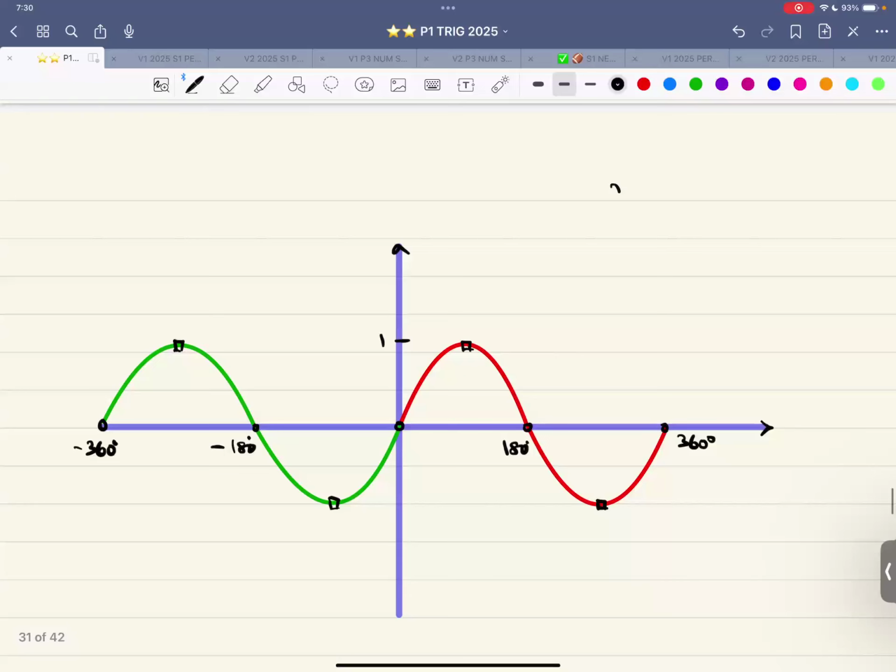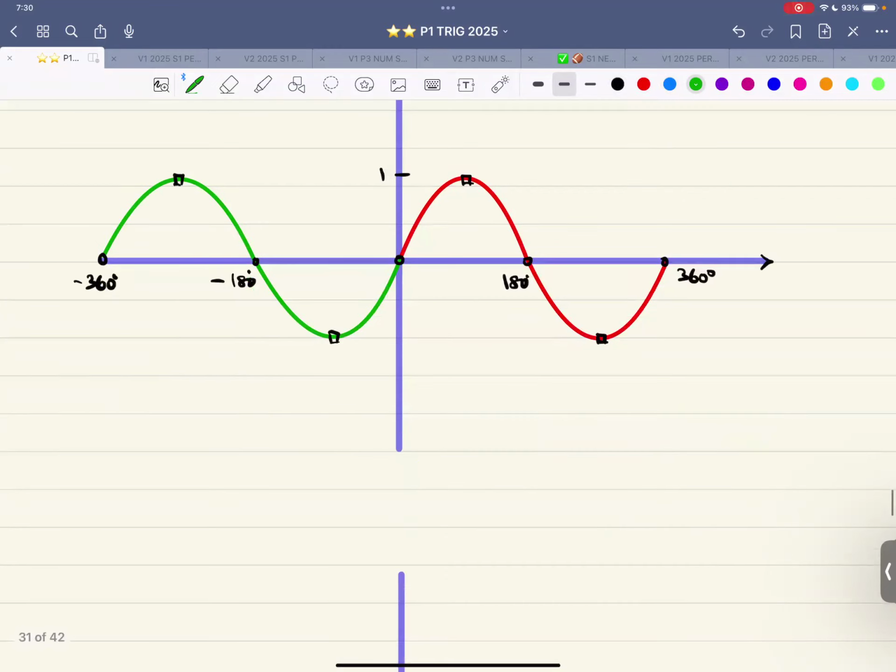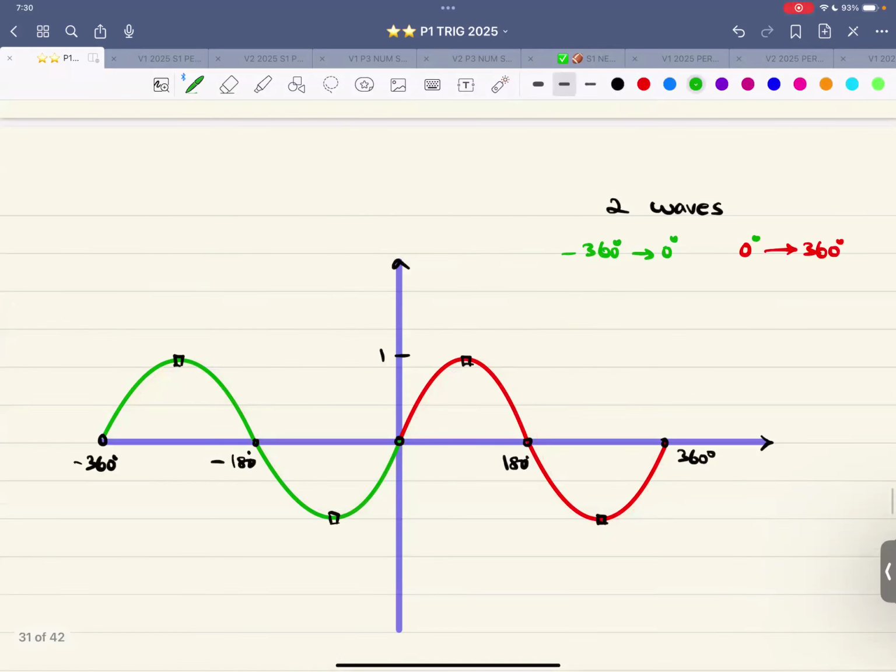So now I can see two waves. One wave, the red one, is from 0 till 360 degrees. And the other wave, the green one, is from negative 360 to 0. Got the idea? So it's a waveform. It depends on how much you want to limit it. If the examiner would ask, draw the graph of y equals sine x, where x lies between negative 360 to positive 360, that is how much you will draw.